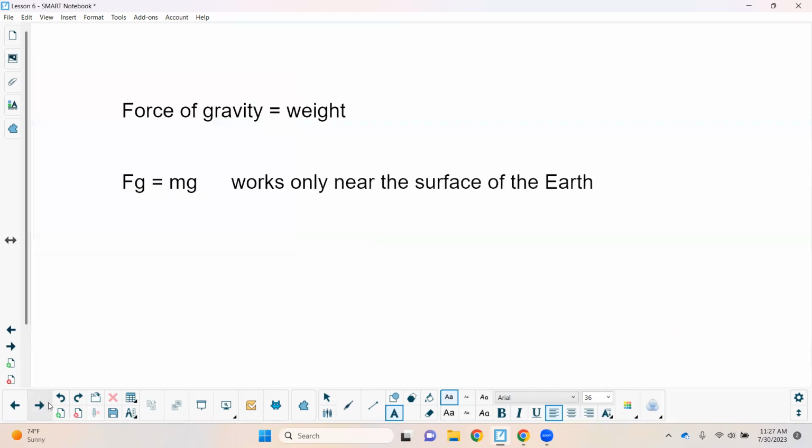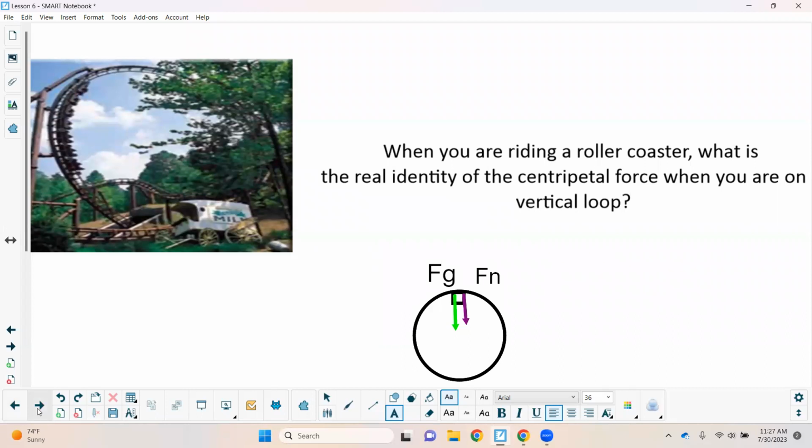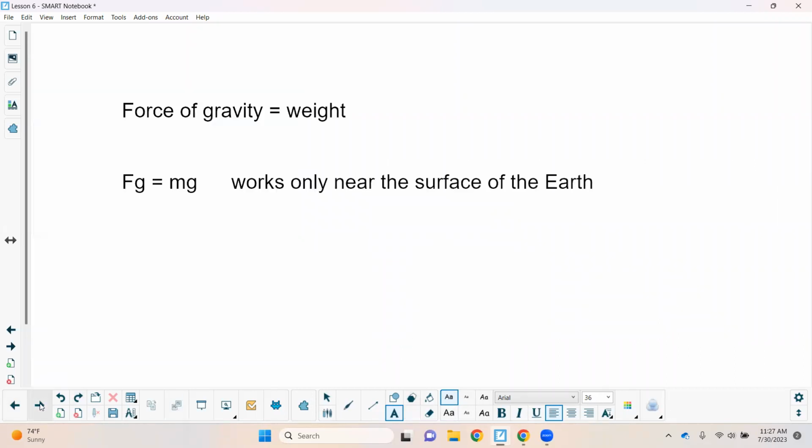Okay, so let's go ahead and practice a couple of problems here in a second after we get through the next concept. So we're going to go back to this concept of gravity. When we've looked at gravity so far, we've talked about it as the weight of an object. And we'd use this equation Fg or big G, depending on which letters I use. It doesn't really matter. But big G or Fg is equal to mg. That equation only works near the surface of the Earth.